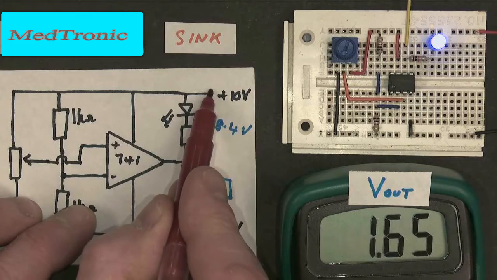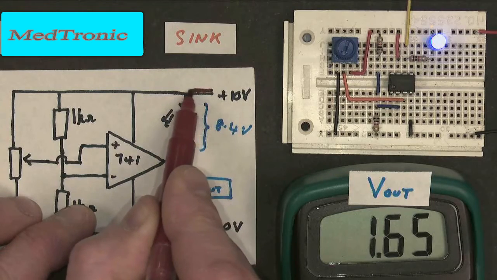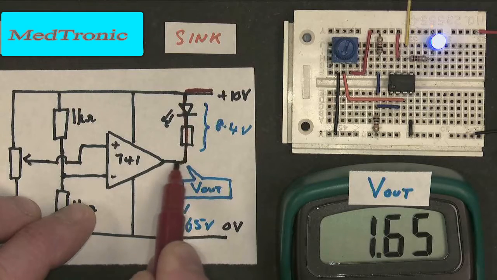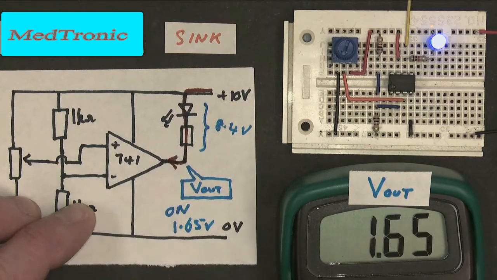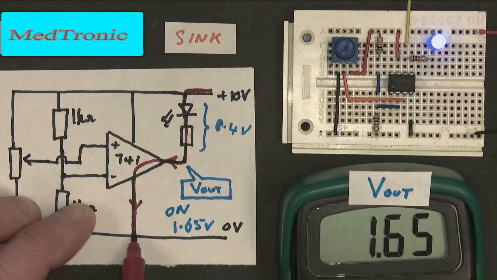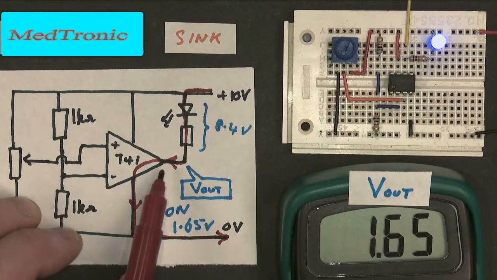Well, the current still comes from the power supply. The power supply is still the current source. It flows through the LED, making it light up, through the resistor, into the output of the op-amp, through the op-amp's internal electronics, down through the power supply connection of the op-amp to the 0 volt rail, and back along this way to the power supply. So here, this pin on the op-amp is acting like a current sink. It's allowing current to flow in.